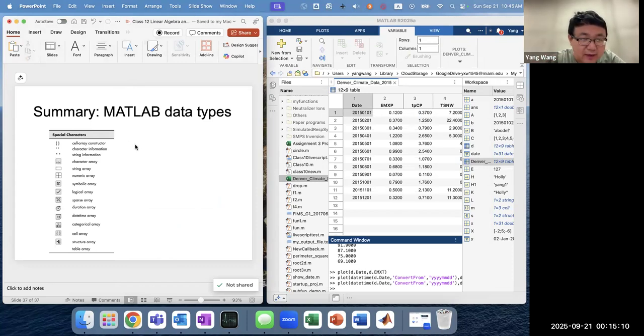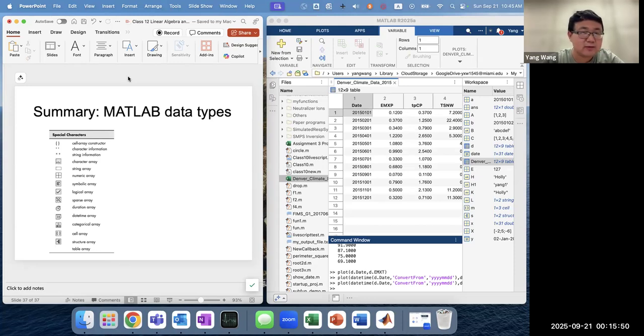Okay, so this is a summary of the MATLAB data types. I think we covered most of them, right? You have the cell array, character array, string array, numeric array, symbolic, which we didn't cover, logical array, sparse array, which we didn't cover, duration, datetime, categorical. Actually, we're going to talk about symbolic calculation and the symbolic array in our future classes. It's just the sparse array and the categorical array that we haven't covered, but these are, I would say, less commonly used, unlike cell arrays and structure arrays.